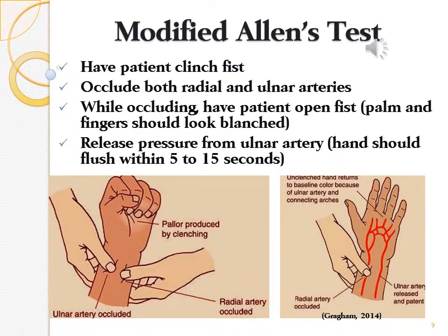This slide tells you the steps for the modified Allen's test. We're going to practice this with each other. What you need to do is have your patient clench his or her fist, then occlude both the radial and ulnar arteries with your fingers. While you're occluding the arteries, have the patient slowly open his hand, and his palm and fingers should look blanched. Then release pressure from the ulnar artery, and you should see the fingers and the palm pink up and look flush within 5 to 15 seconds.